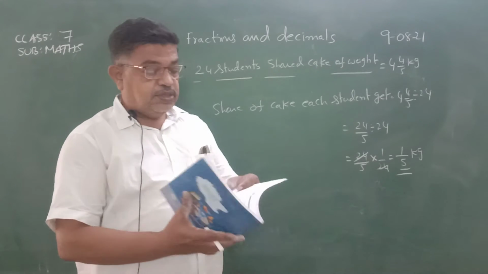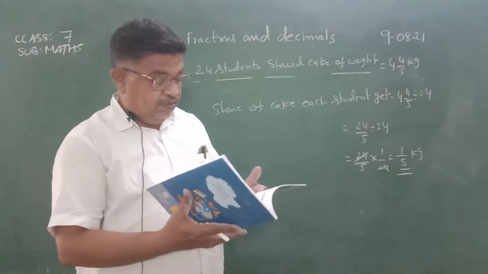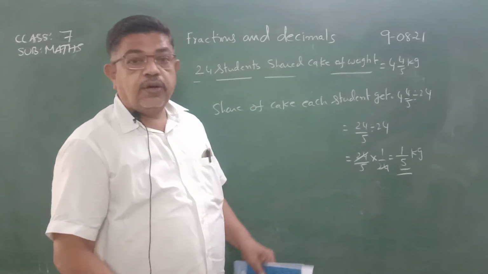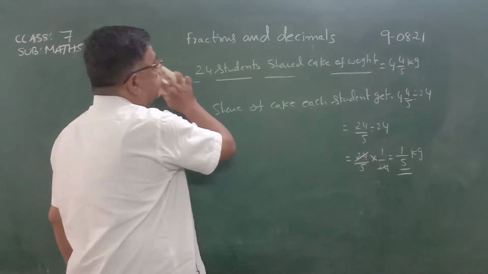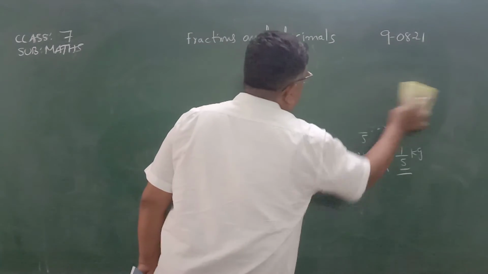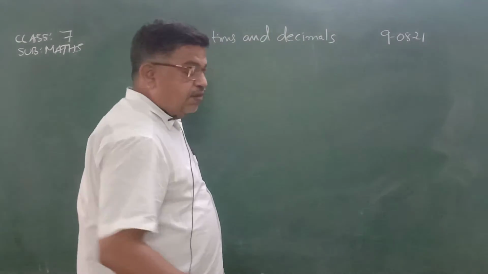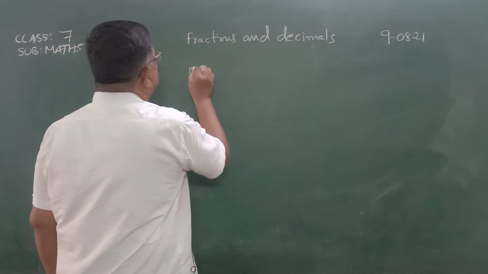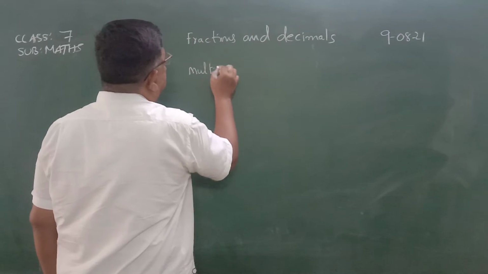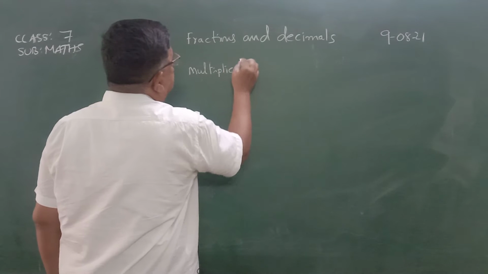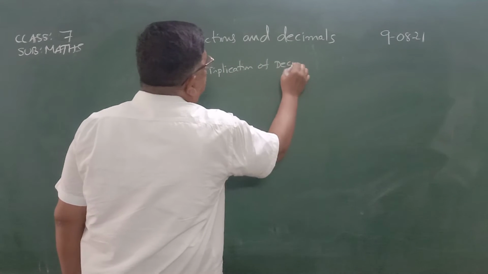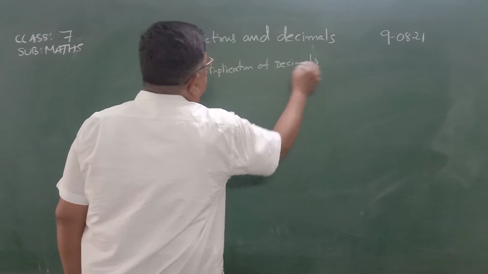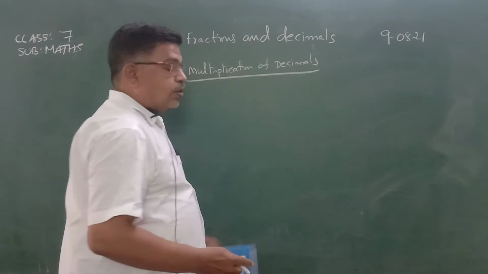So all these problems depend on multiplication and division. Now we are going to understand how to multiply decimals. As a side heading you can write multiplication of decimals. Multiplication of decimals. This we are going to understand now.